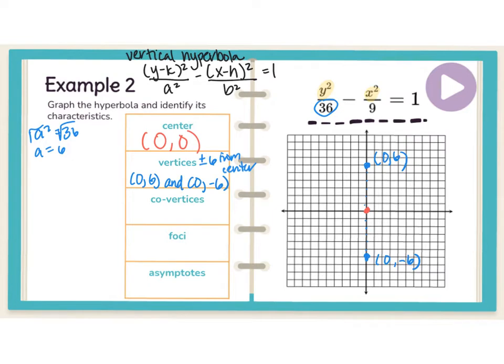To find the covertices, we are going to use b. b squared equals 9. Square root both sides, so we get b equals 3. So the covertices are plus minus 3 from the center. And instead of going up and down, we're going to go to the left and right, which would put us at 3, 0 and negative 3, 0.